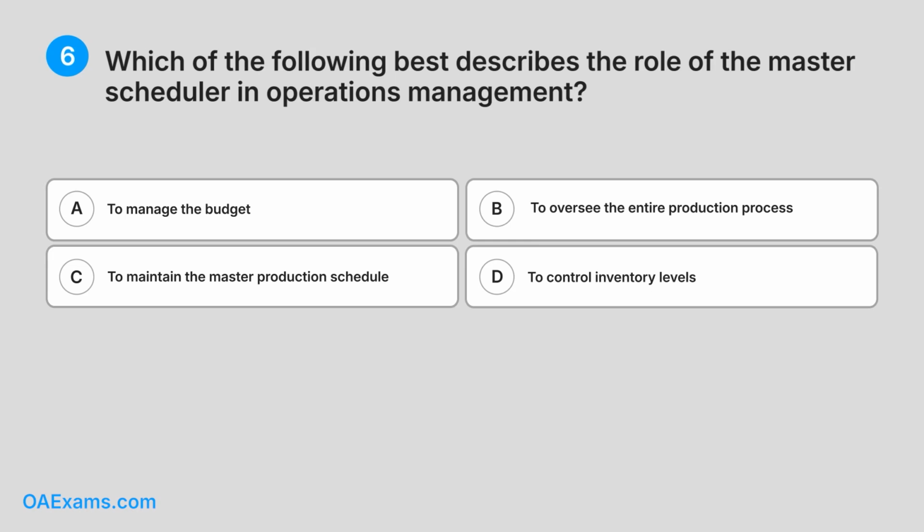A. To manage the budget. B. To oversee the entire production process. C. To maintain the master production schedule. D. To control inventory levels. Can you guess the answer?